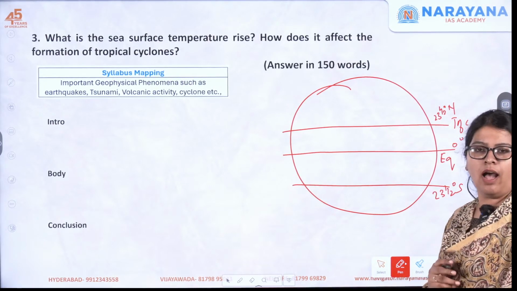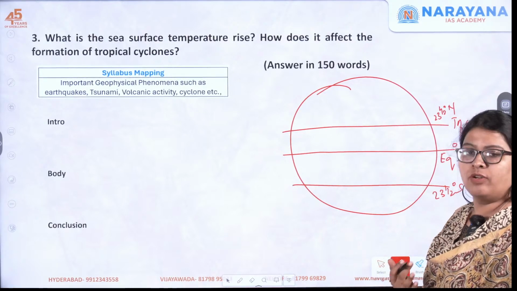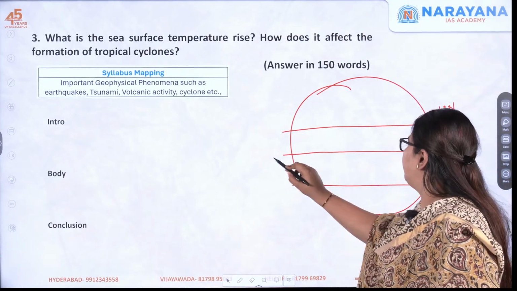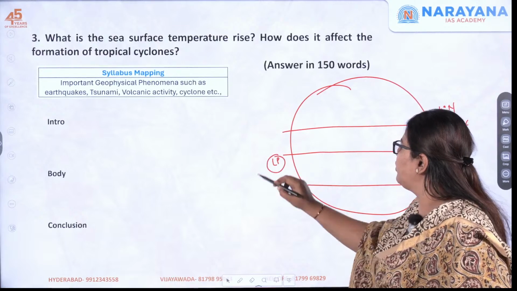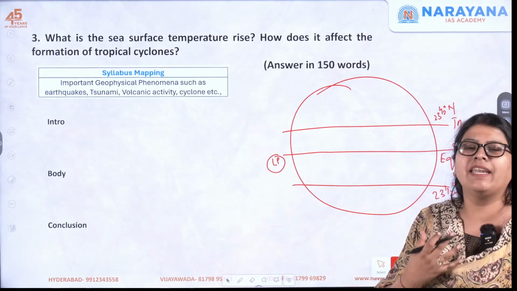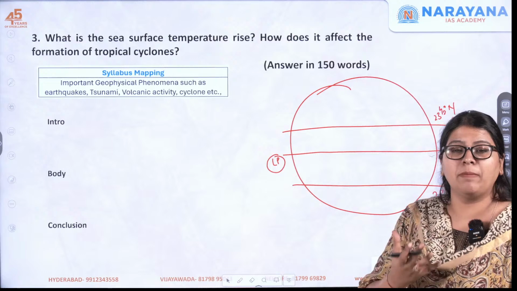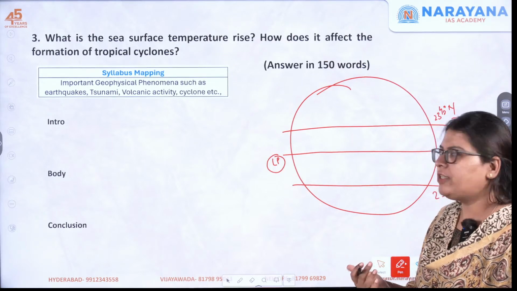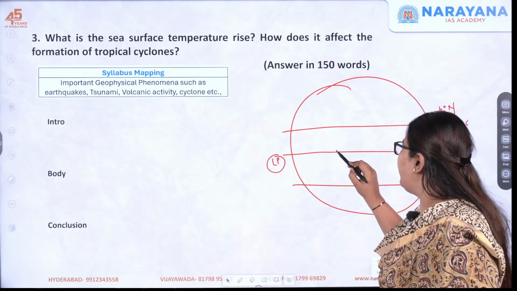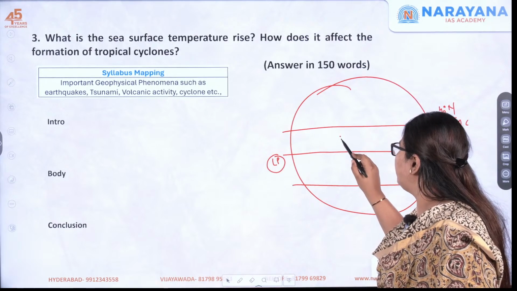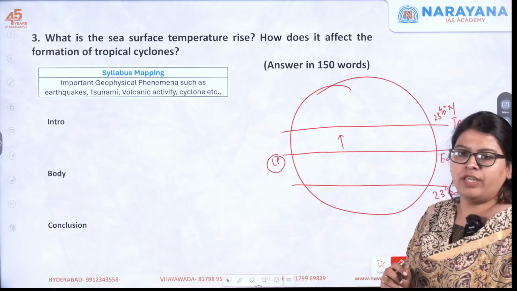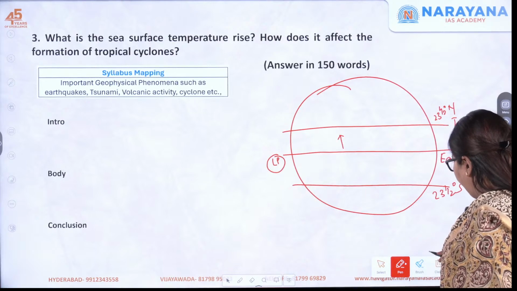Okay, so how is the movement of winds? Here there is a low pressure system. What do you mean by low pressure system? Whichever area is characterized by an increased surface temperature, where the temperature is more. In the low pressure system, the wind or the air actually rises.